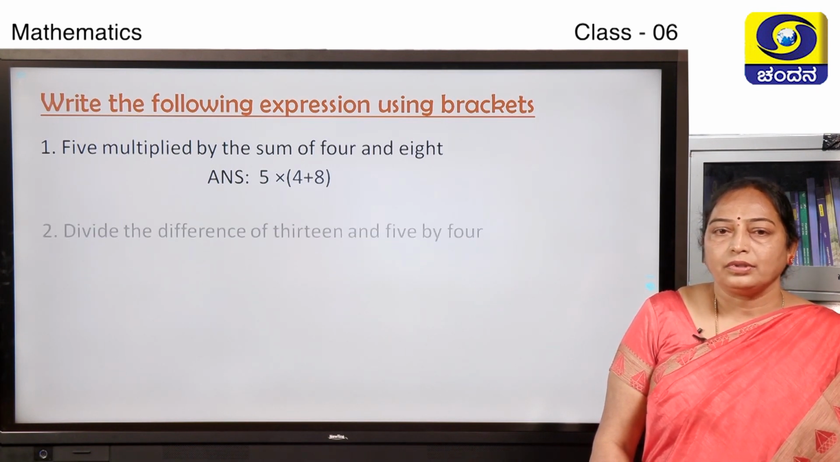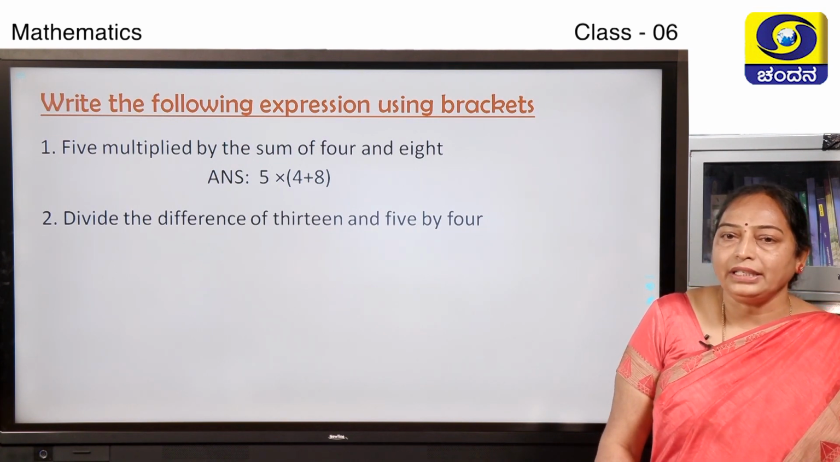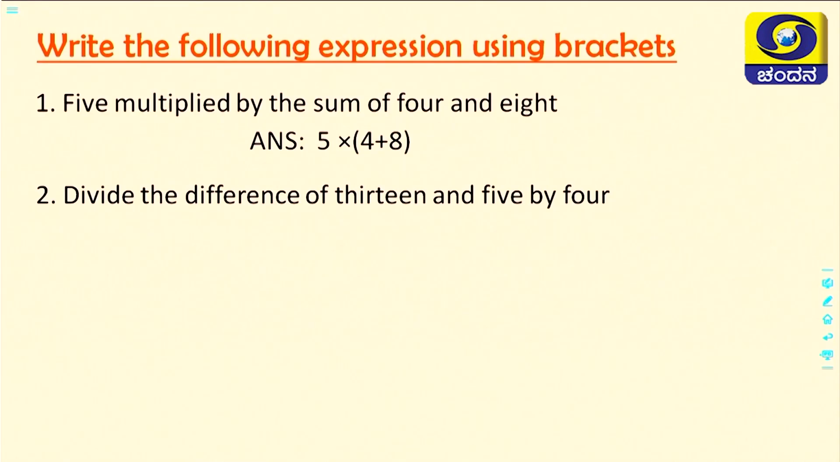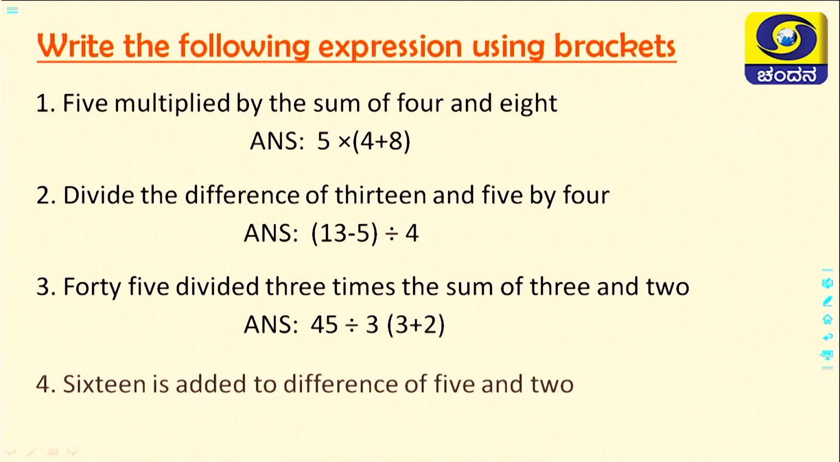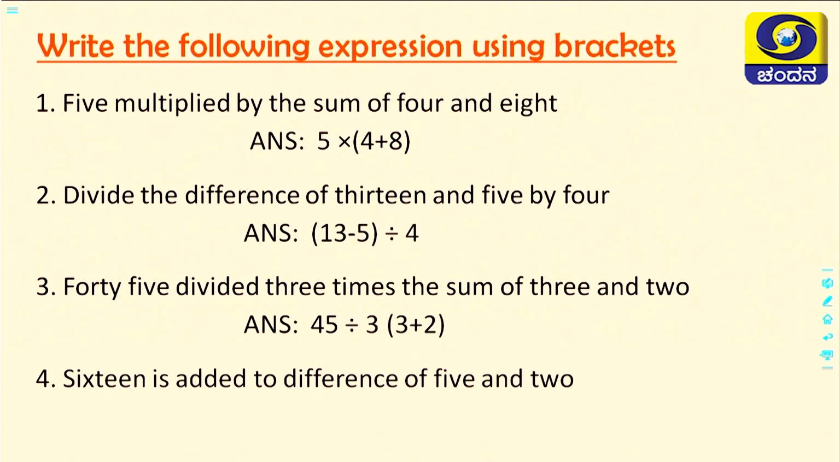Take one more. Divide the difference of 13 and 5 by 4. The difference of 13 and 5, we should write like this in the bracket, (13 minus 5) divided by 4. 45 divided by 3 times the sum of 3 and 2. 45 divided by 3 times of (3 plus 2). 3 plus 2 should be in the bracket. 16 is added to the difference of 5 and 2. The difference of 5 and 2 should be in the bracket, plus 16.